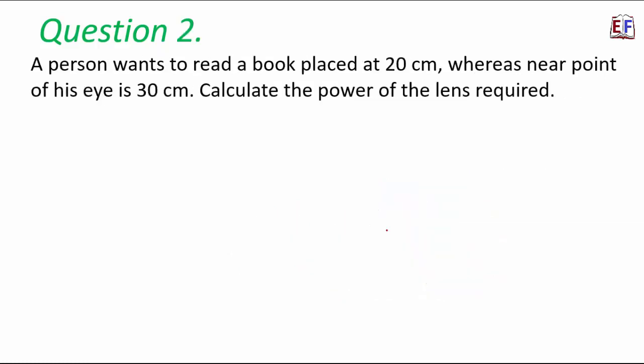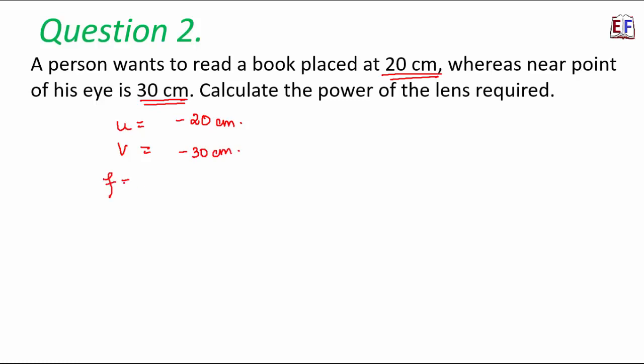Question number 2. A person wants to read a book placed at 20 centimeter, whereas near point of his eye is 30 centimeter. Calculate the power of the lens required. In this case, the person wants to read a book and the location of the book is 20 centimeter. So distance of the object is minus 20 centimeter, because the object is located on the left hand side. Now near point of his eye is 30 centimeter. That means based on the ability of his eyes, the image can be formed only at 30 centimeter. So that means V is minus 30 centimeter.